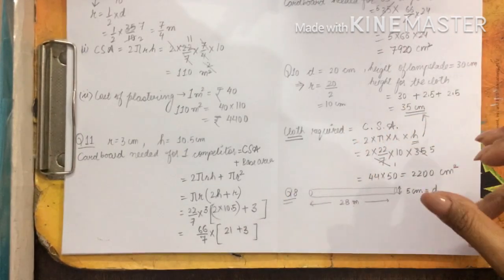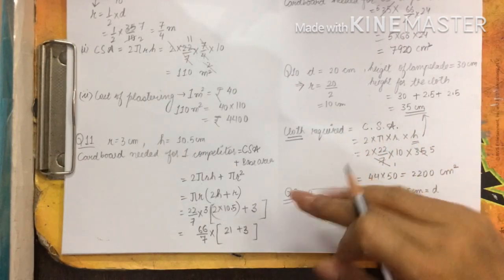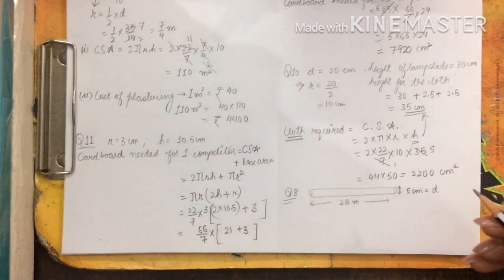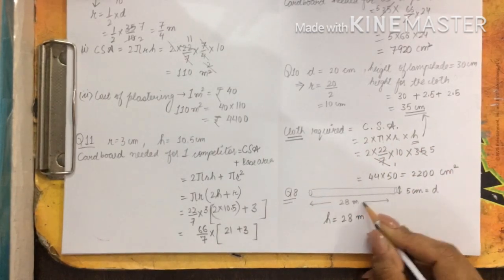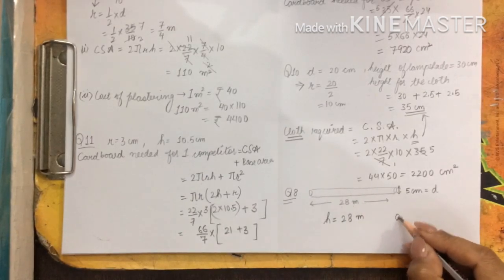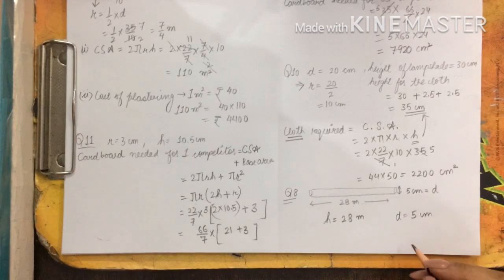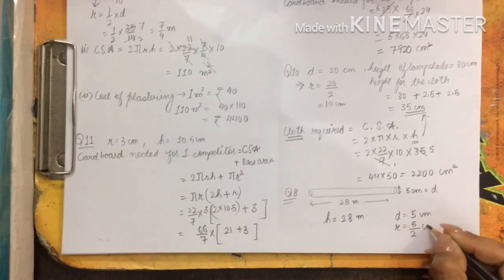The height is always perpendicular to the ground. The circular ends are on the surface. So H for this pipe is the length. So height for the pipe will be taken as the length of the pipe, and the diameter is 5 centimeters. From here we can find out the radius. Radius will be equal to 5 by 2 centimeters.